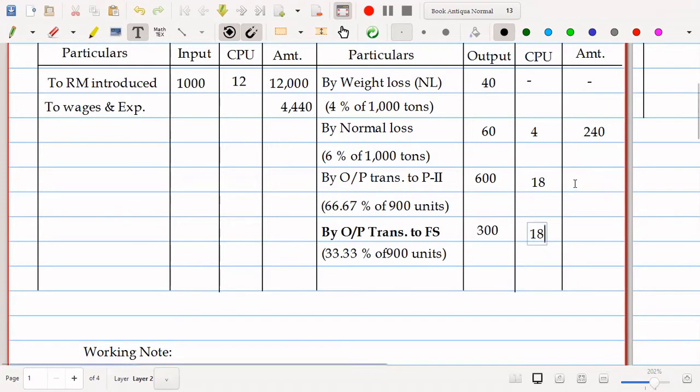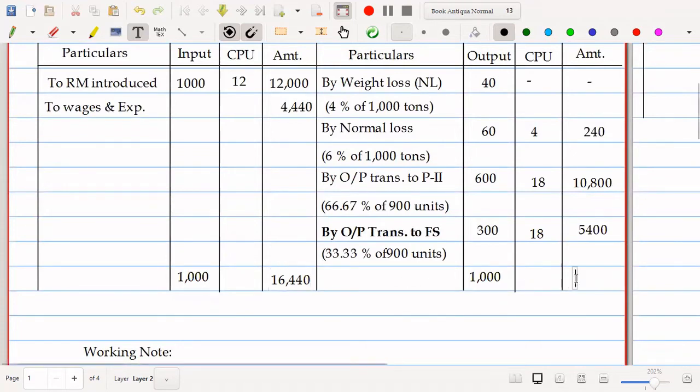So when we calculate 600 into 18, it comes to 10,800. And this 300 into 18, it comes to 5,400. Now see, on both the sides it should be same, it should tally now. So this is 600 plus 300, 900 plus 100, it comes to 1,000. And this is the total we had calculated, 16,440.